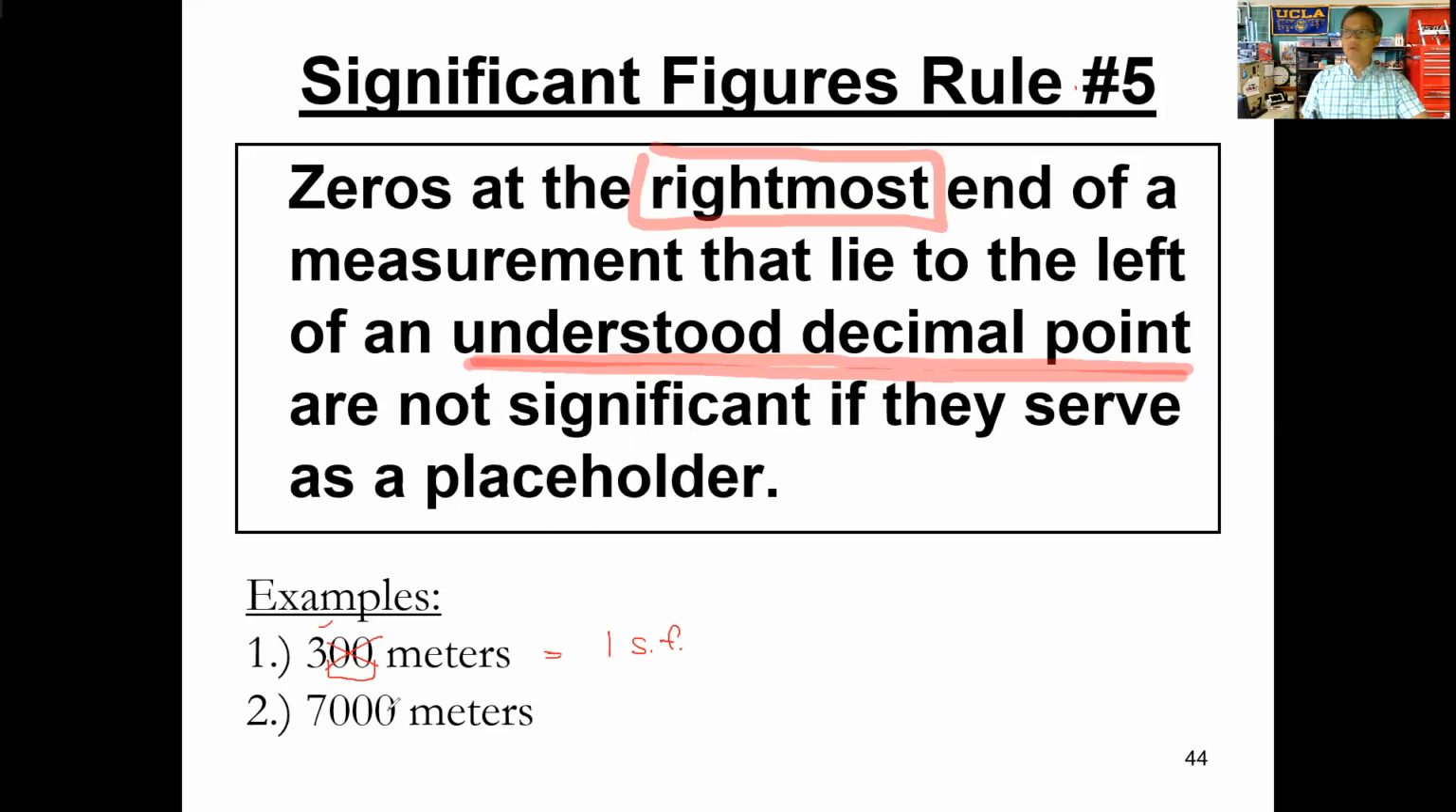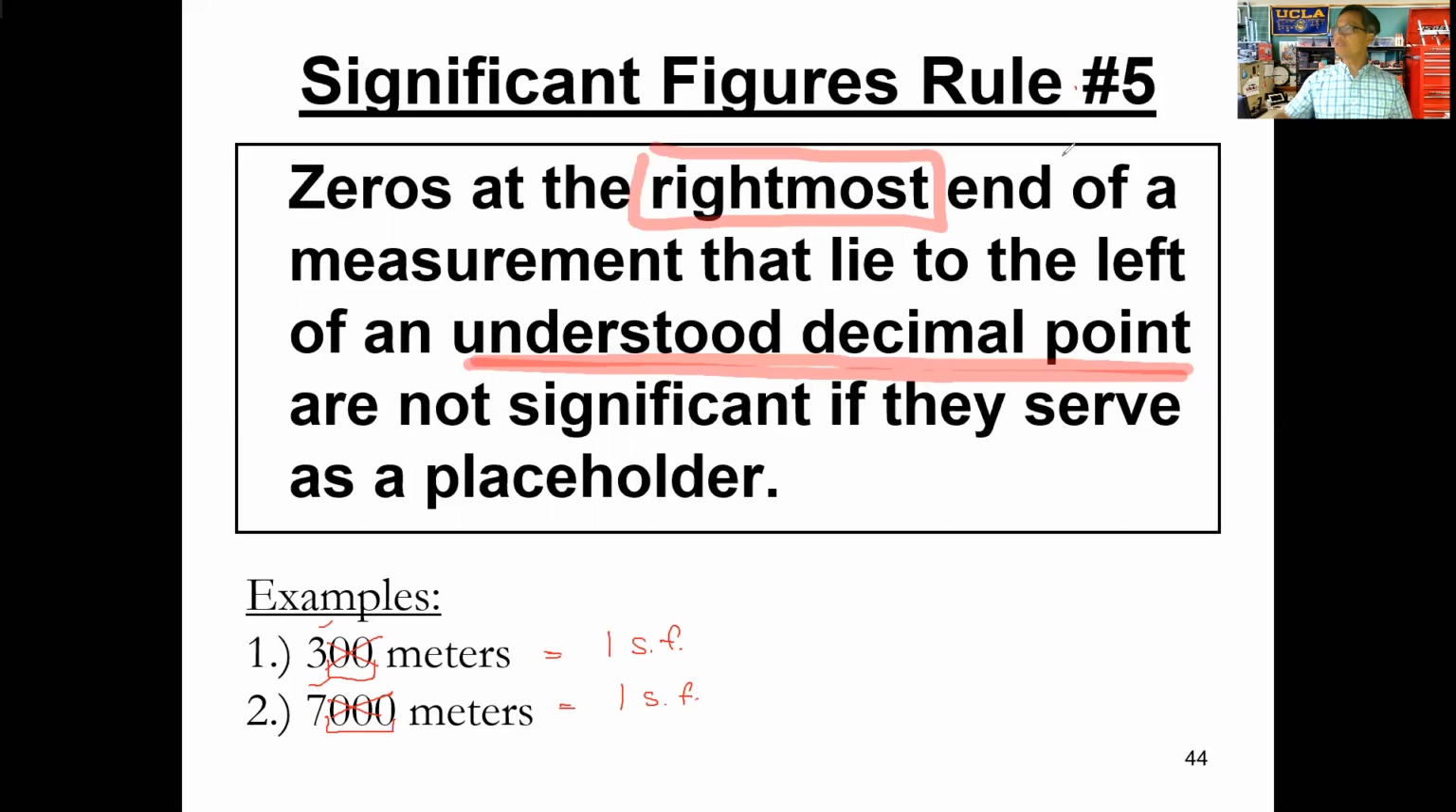Let's take a look at the second measurement then. We have 7,000 meters. The 7 obviously counts. It's a non-zero digit. These 3 zeros here are to the right. They are rightmost zeros. However, there's no decimal point written in there. That decimal point is understood to be right here, but it's not clearly written. So therefore, those 3 zeros do not count.